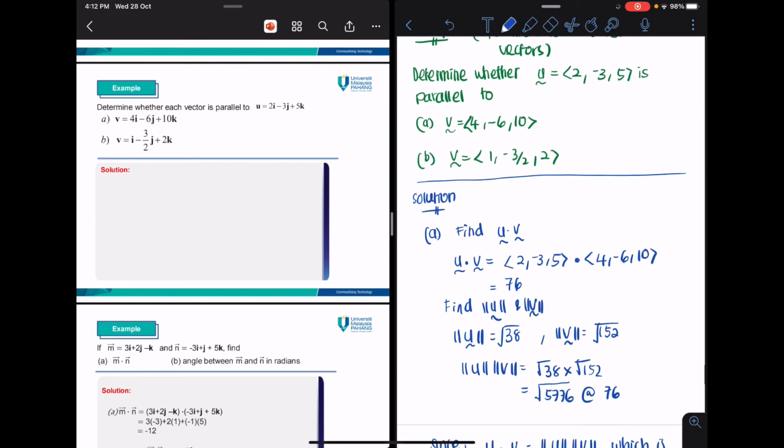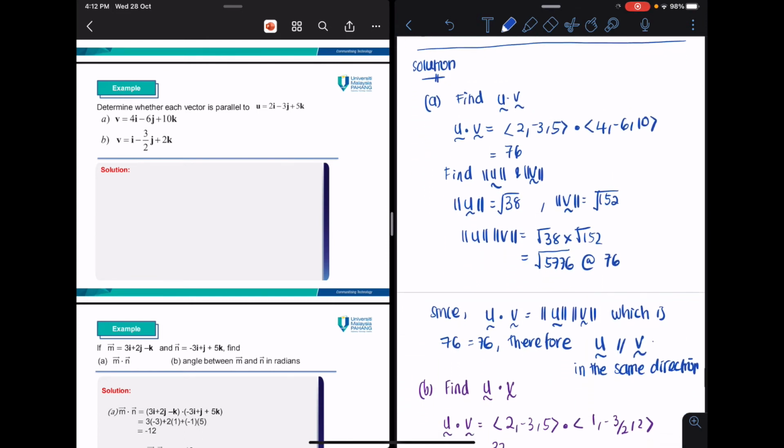So according to the explanation that I have shared earlier, in order to determine the parallelness between two vectors, we have to show that the dot product between the two vectors is equal to the multiplication of the magnitude of vector U and the magnitude of vector V. So in this case, I have to find the dot product between the two vectors, U and vector V for question A. So I will end up having 76 as the answer.